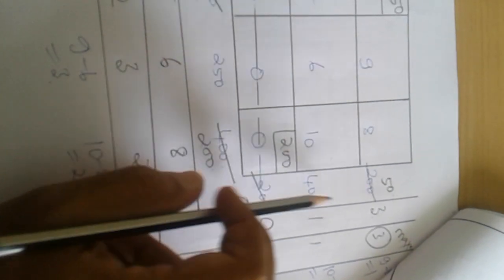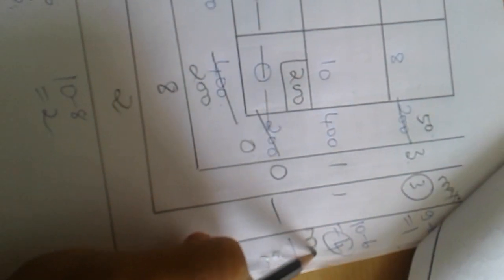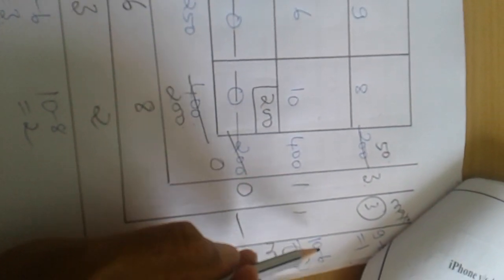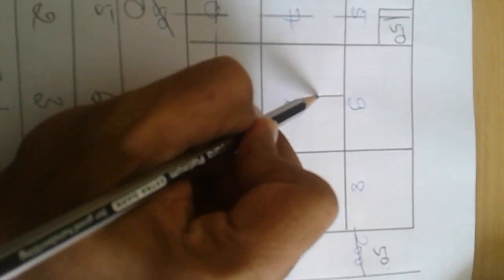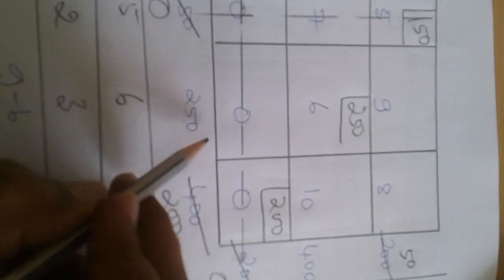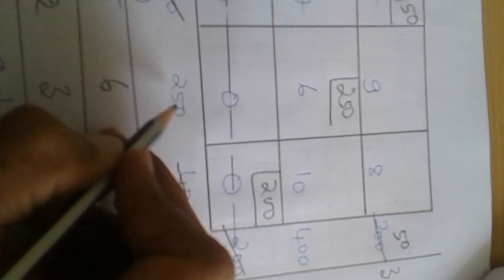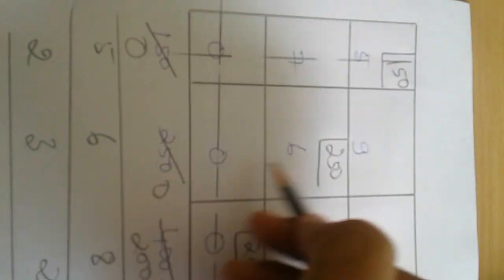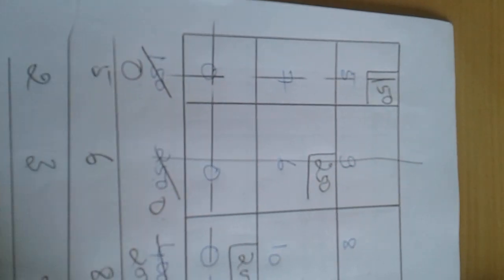In the next cycle we get 3, 2, 4 and 1, in which 4 is the maximum and the minimum is 6. So we allot 250 here, because out of 250 and 400, the minimum is 250. So this becomes 0 and this becomes 150. This has become 0, so we strike this.